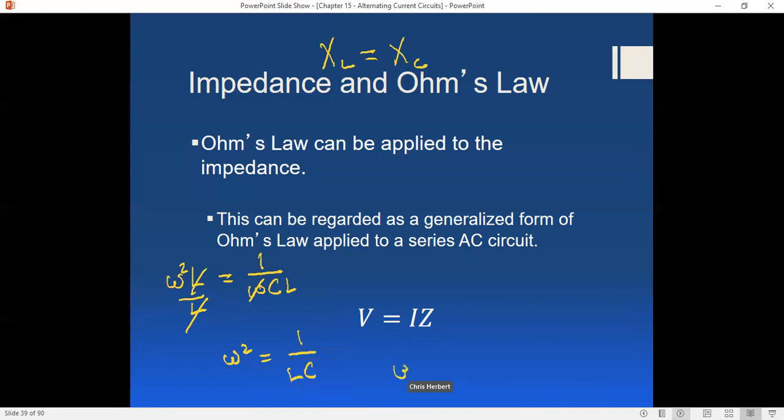Our resonance condition for the LC oscillator was omega equals 1 over the square root of LC, right? Hey, that's when your impedance is the minimum. At that frequency, your impedance goes to be completely resistance.